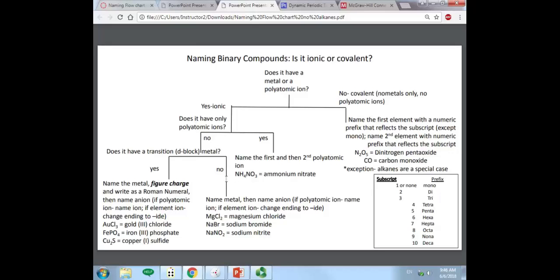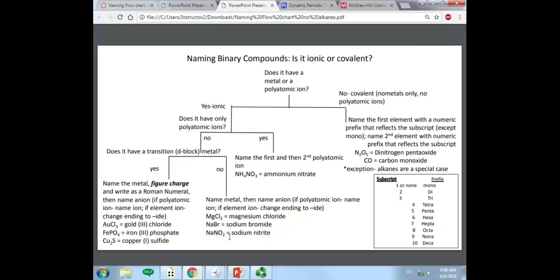Let's say we have a metal, but it's not a transition metal, and it doesn't have a polyatomic ion. Then I just name the metal, and I name the element changing to "ide." So magnesium chloride, sodium bromide, it's not magnesium dichloride. We only use the prefixes for covalent compounds. That's the biggest mistake that people make.